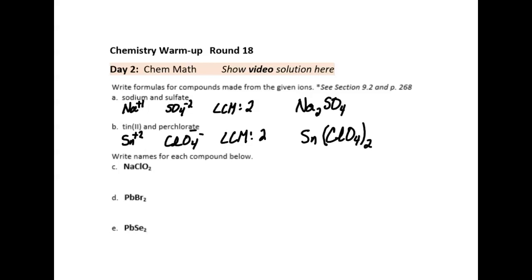Question C, write the names of the compound below. Na is sodium, ClO2 is made out of chlorine and oxygen, therefore it's polyatomic, and you can find its name on the page 268 chart. It is chlorite. So this compound is sodium chlorite.